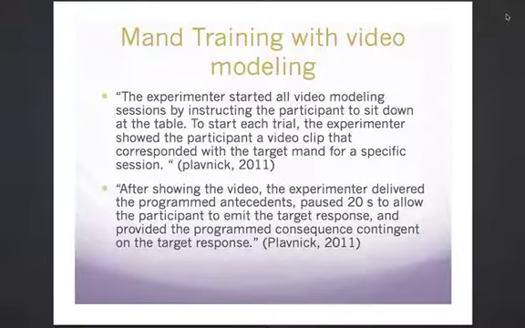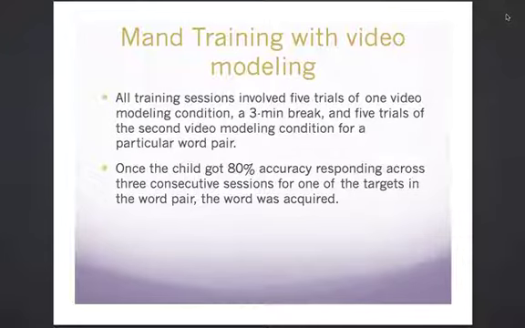They would do this for each trial, and for each 5 trials of one modeling condition, they're going to do a 3-minute break, and then they're going to do 5 trials of the next particular word pair. Once the child got 80% for one of the targets in the word pair, the word was acquired.